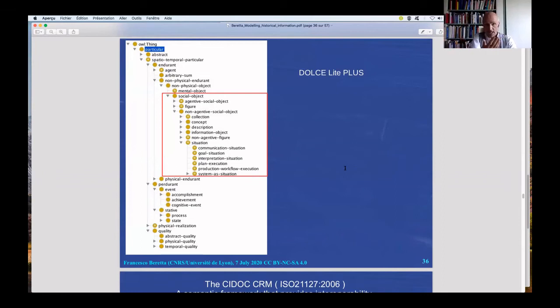I have colleagues in France taking DUL, which is DOLCE Ultralight, and trying to model historical information systems with DOLCE Ultralight. Why? Because things are defined here that are not in the CIDOC CRM, as we will see in the second part of this talk. Here are social objects. Here are plan executions. Here are those kinds of ownership, membership, and so on, that you do not find in the CIDOC CRM.